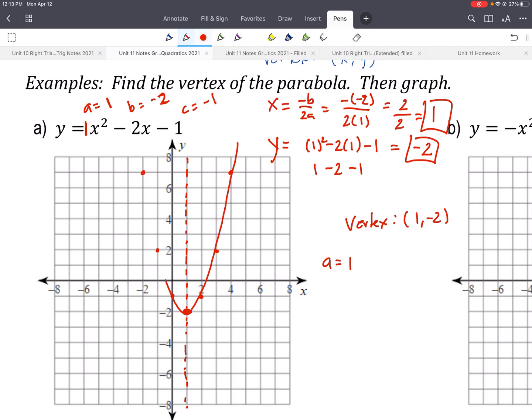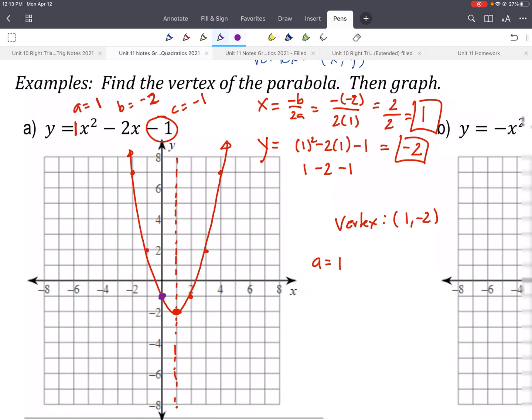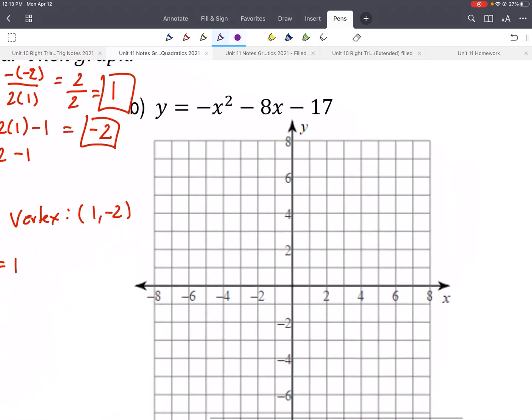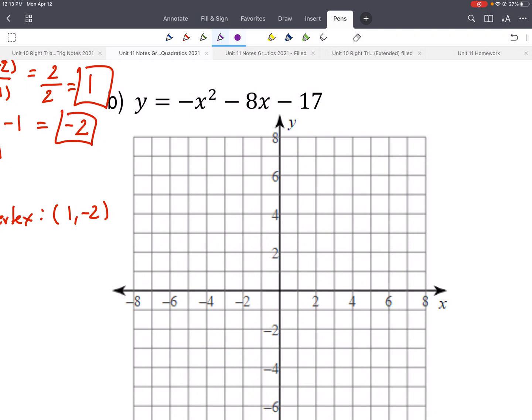Okay? Once you have it graphed, it's a good idea to look at the C value. C is -1, so that means it should cross the y-axis at -1. And it does, so we've got it right. Okay? All right, so we'll do a couple more and then you'll be good. If you have questions, again, let me know, or you can watch the previous videos to get caught up.